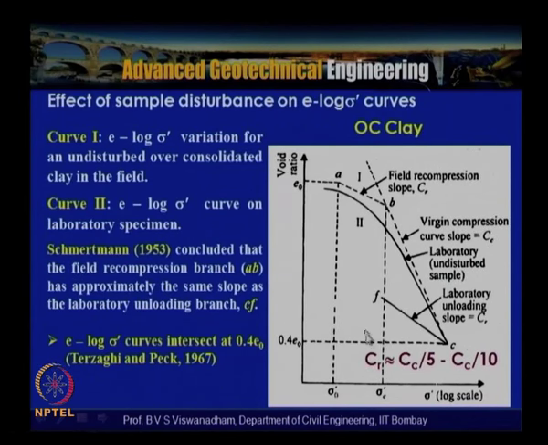And one more thing is that CR is approximately 1/5 to 1/10 of CC. So in the absence of data, it can be assumed that CR, the recompression index, is 1/5 to 1/10 of CC. The CC is nothing but the compression index, the slope of the normally consolidated portion.